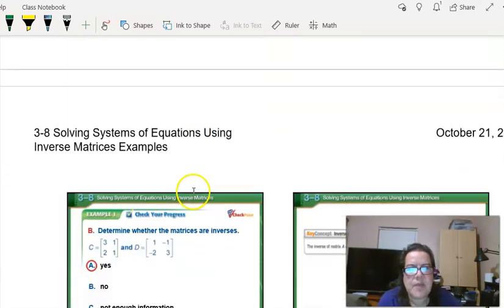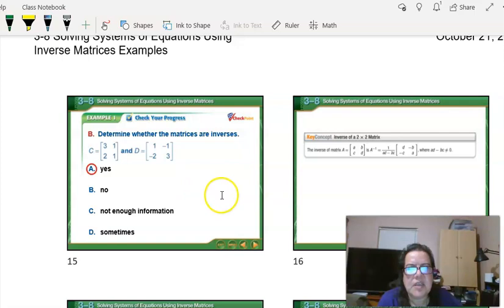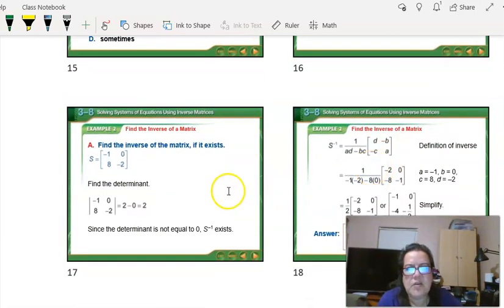So it's just a matter of practicing these to check. Again, checking if they're inverses, you multiply them, C times D, and then D times C. If you get the identity matrix, they are inverses. Now, how do you find the inverse of a matrix? Well, let's go ahead and go through those steps.